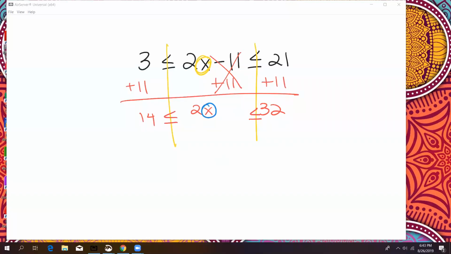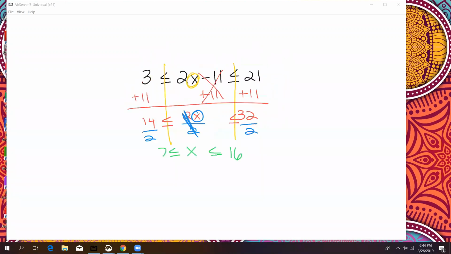Again, we're still trying to get the x by itself. So we're going to divide by 2, but we're going to divide by 2 on all 3 parts. So the 2's cancel out. So 14 divided by 2 is 7. Then you just have an x in the middle. And then 32 divided by 2 is 16.